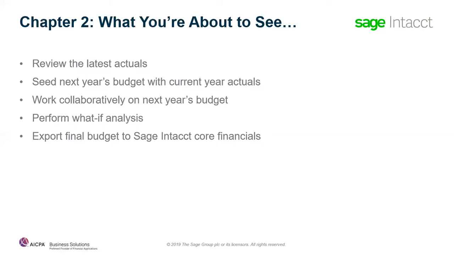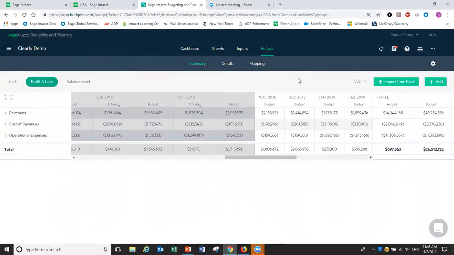Let's take a look. So we're back with Emma, and she's looking at her latest budget for Clearly. And as she can see from her latest budget, right now, she's looking at the P&L for her budget, and she's got actuals that run all the way through October 2018. And as I'd mentioned earlier, Emma is getting ready to do the 2019 budget for the new year. And she still needs to pull in her actuals for November and December of 2018 in order to finish finalizing that baseline plan for the 2019 budget.